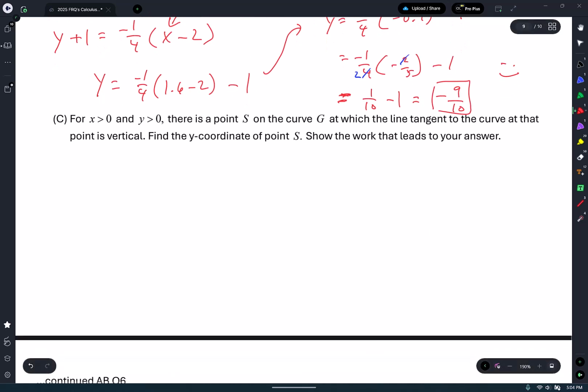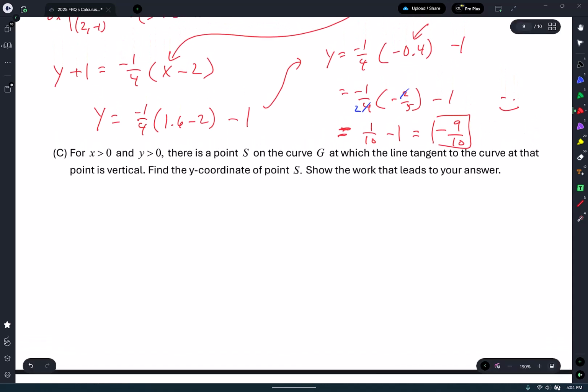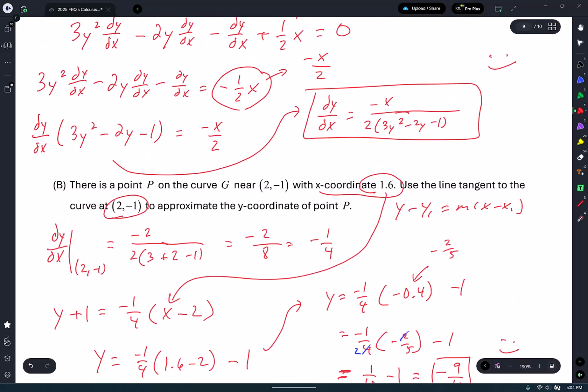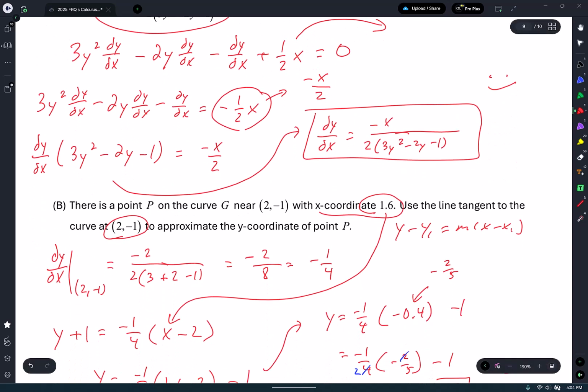It's up to you. For x greater than 0 and y greater than 0, there is a point S on the curve G at which the line tangent to the curve at that point is vertical. Vertical, underline that. Find the y coordinate of point S. Show the work that leads to your answer. Oh, okay. Y coordinate, you want the x? You could have probably also found the x if you wanted to, but all right.